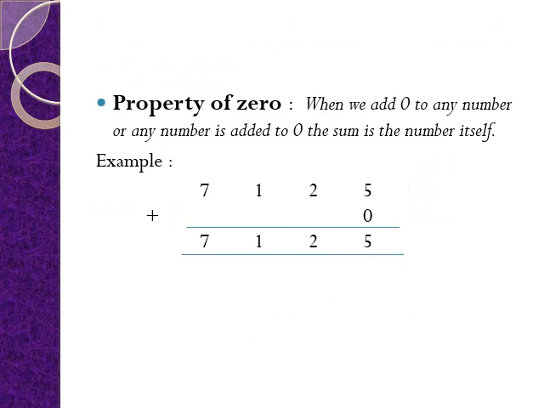The second property of addition is this: when we add 0 to any number, the result will be the same number, the number itself. For example, 5 plus 0 is 5, 10 plus 0 is 10. Any number we add with 0, the result will be the number itself.